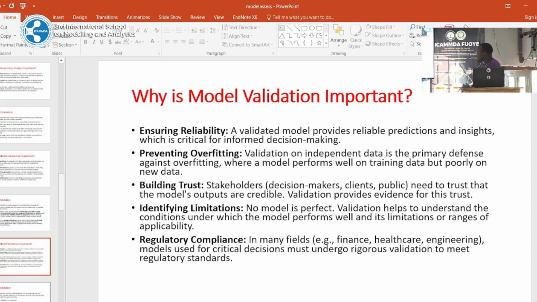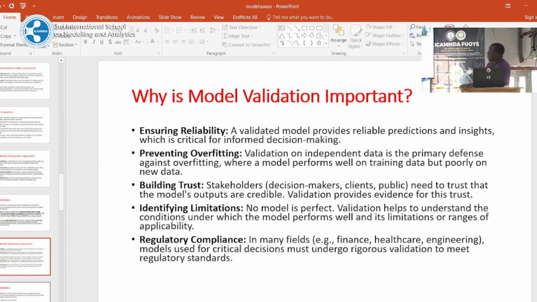Three, building trust. Stakeholders need to trust that the model's outputs are credible. So they need validation. Validation provides evidence for this trust. The decision makers, the public health people, they want to build trust in your model. And it's only by validation you can do that.